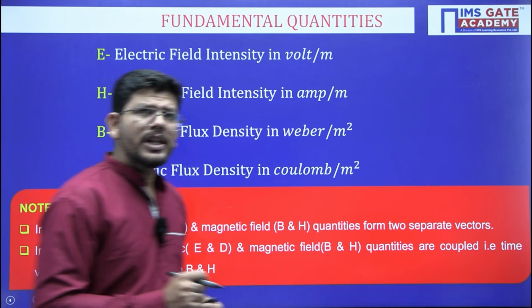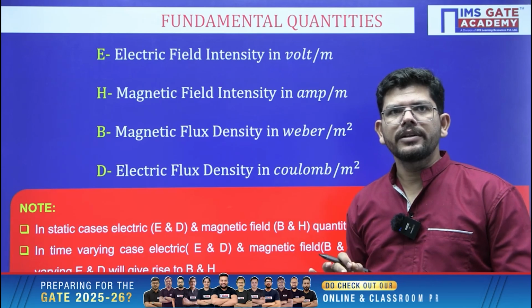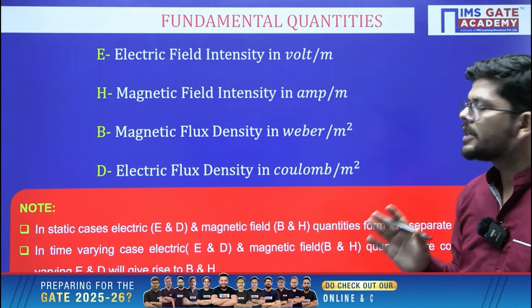Now, if I talk about electromagnetics, basically there are 4 quantities you will see in this subject, and those quantities are E, H, B and D.